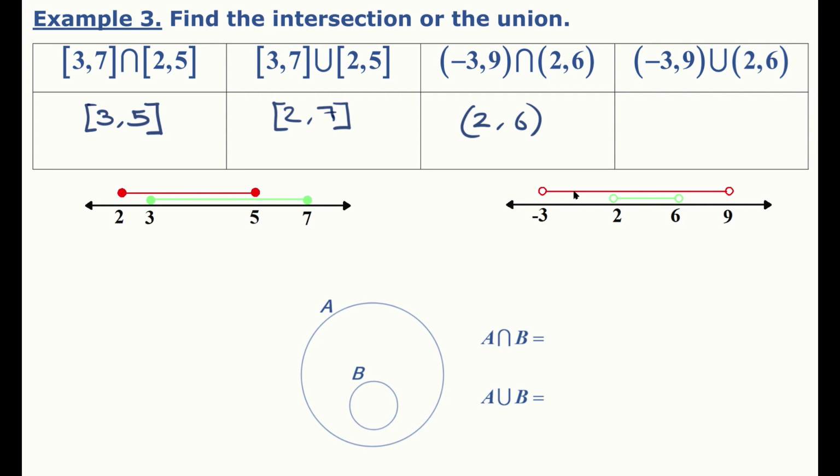How about the union? What happens when we merge the red team and the green team without repeating? Notice if we merge them, the green team isn't going to contribute anything to the red team. So we're just going to end up with the red team, and therefore we're just going to get the first interval from -3 to 9.